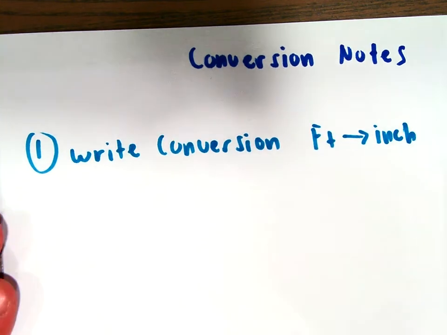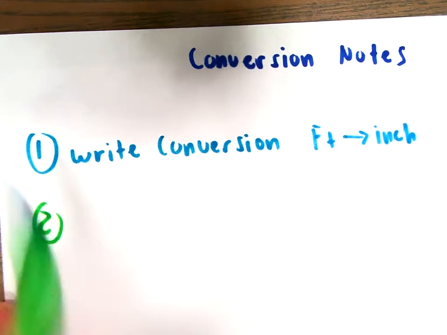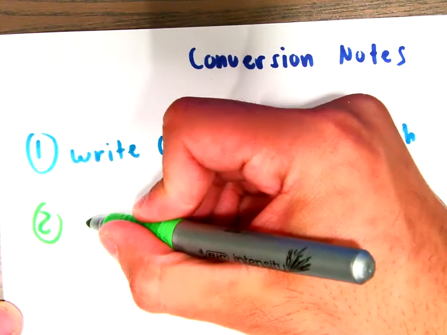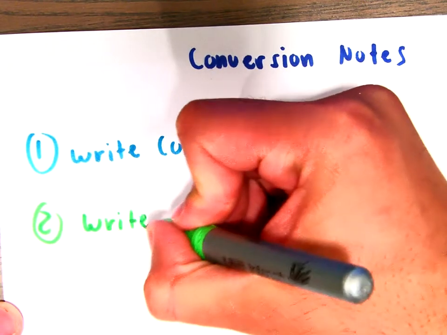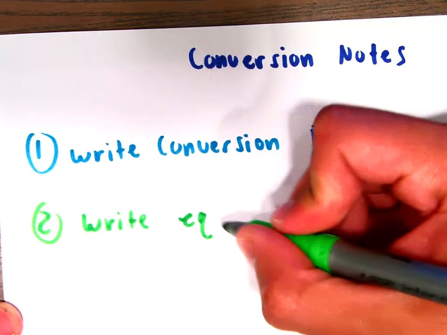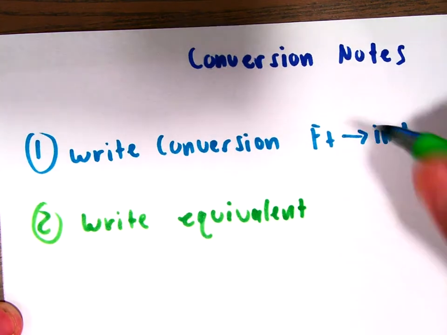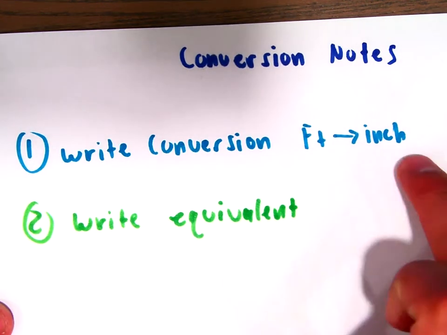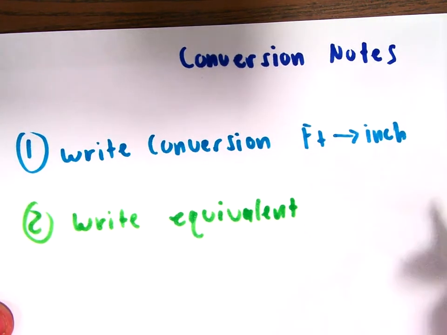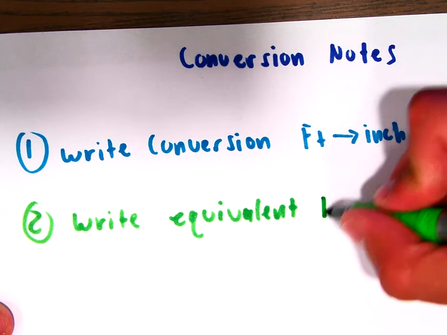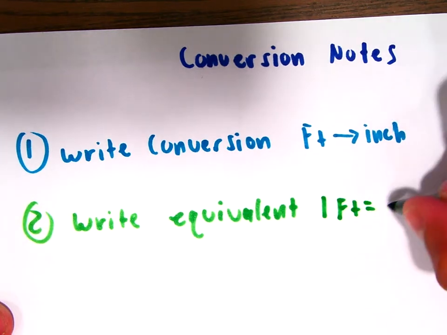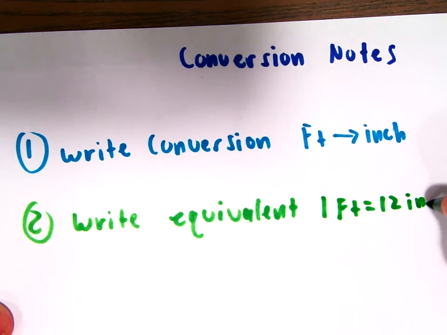Step 2 will be write your equivalent. In other words, how are those two things equal to each other? So how many feet are equal to how many inches? I'll just use this as an example. For example, I know that 1 foot equals 12 inches.